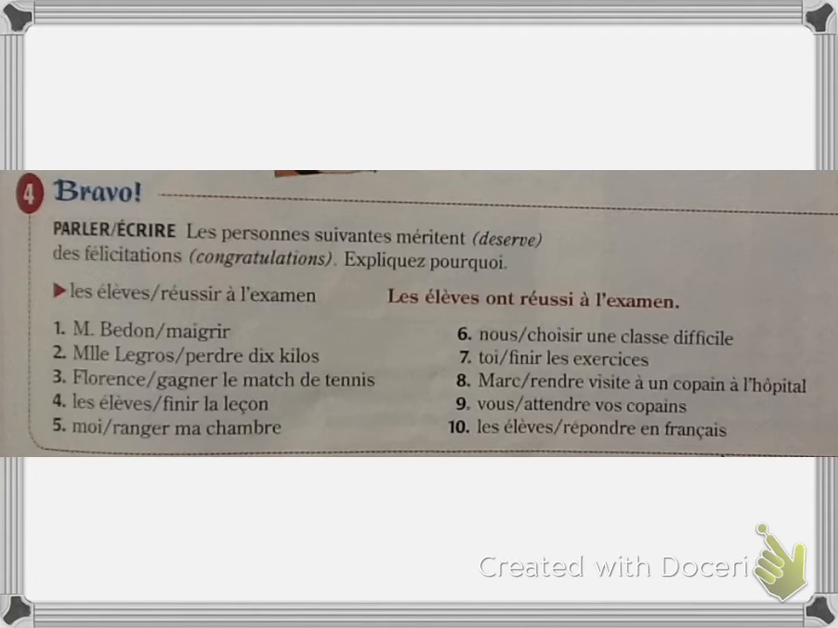Let's take a look at exercice 4. Bravo. Les personnes suivantes méritent des félicitations. Expliquez pourquoi. So, bravo. The following people deserve congratulations. Explain why. So, again, notice here, our subject becomes our subject, what they give us here. And this is going to be our passé composé.